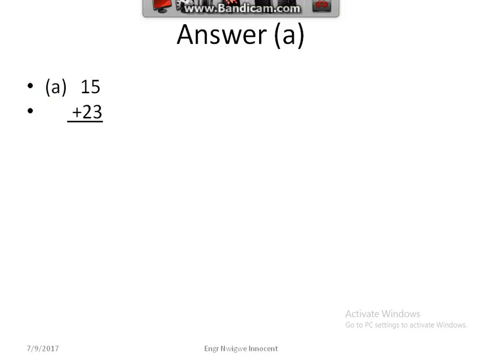So if you add 15 plus 23, we have 42. How? Because 5 plus 3 in base 6 system gives us 8. Since it is in base 6, we now subtract 6 from 8, which gives us 2. Now we bring down 2 and carry 1.